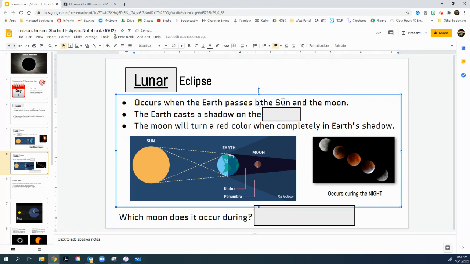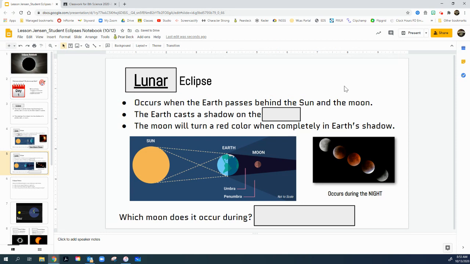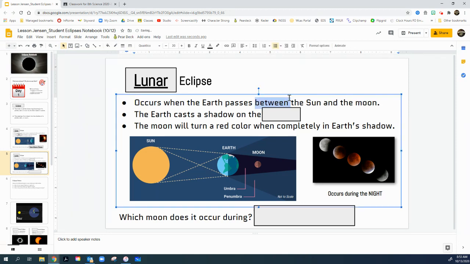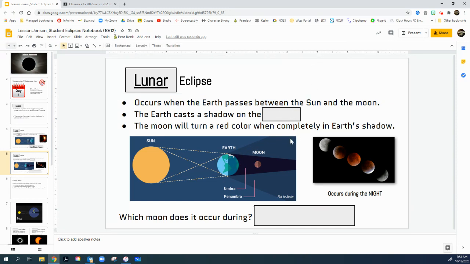Behind the sun and the moon. Yep. Is that right? No, just messing with you. Between the sun and the moon. Yep. When the Earth passes between the sun and the moon, that's when it happens.